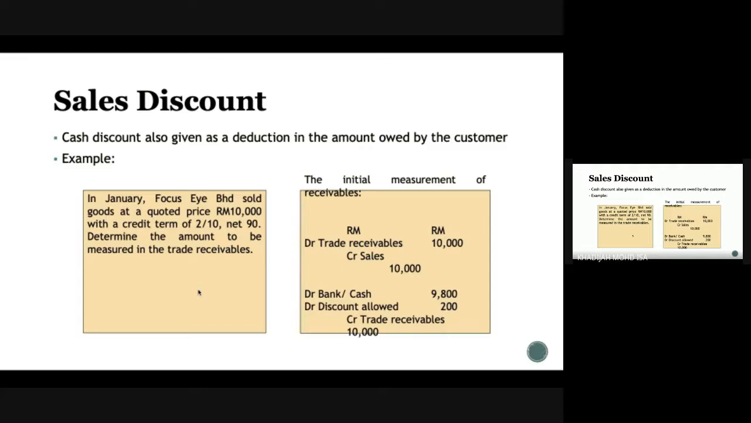But if you pay earlier, I give you 2% discount. How much earlier? 10 days earlier. All right, is that okay?